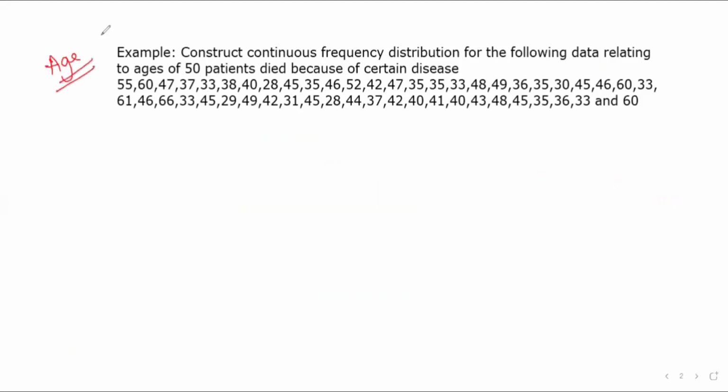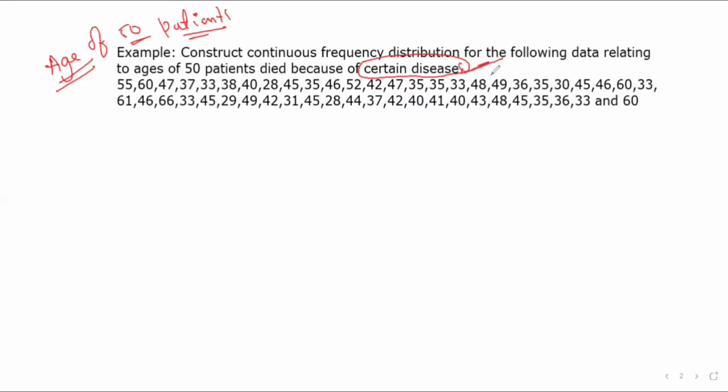They are given the ages of how many patients? Age of 50 patients, right? So 50 patients died because of a certain disease. It means that due to a certain disease, some patients died, say 50 patients they consider. And what did they collect? They collected the data at which age they died. Is it clear? At which age those people died? I mean, those 50 patients died because of a particular disease.